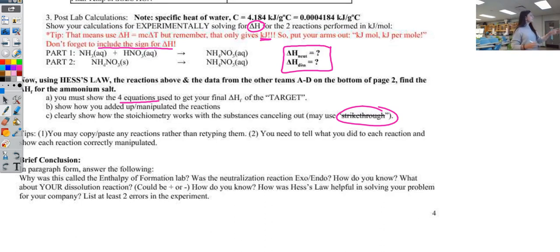Brief conclusion here. Why was this called the enthalpy of formation lab? Was the neutralization reaction exothermic or endothermic? How do you know? And then what about your dissolution reaction? It could be positive or negative on that one. So how do you know if it's positive or negative? How is Hess's law helpful in solving your problem? And then list 2 errors in the experiment.